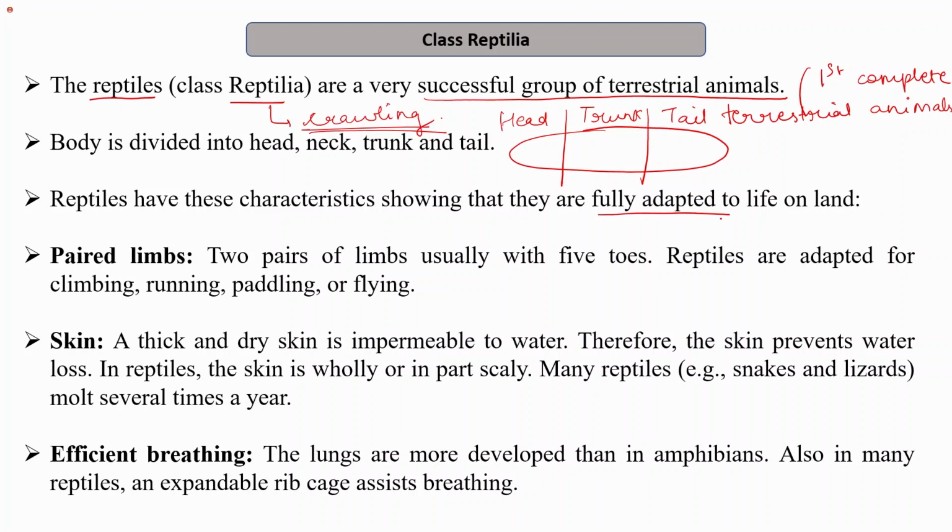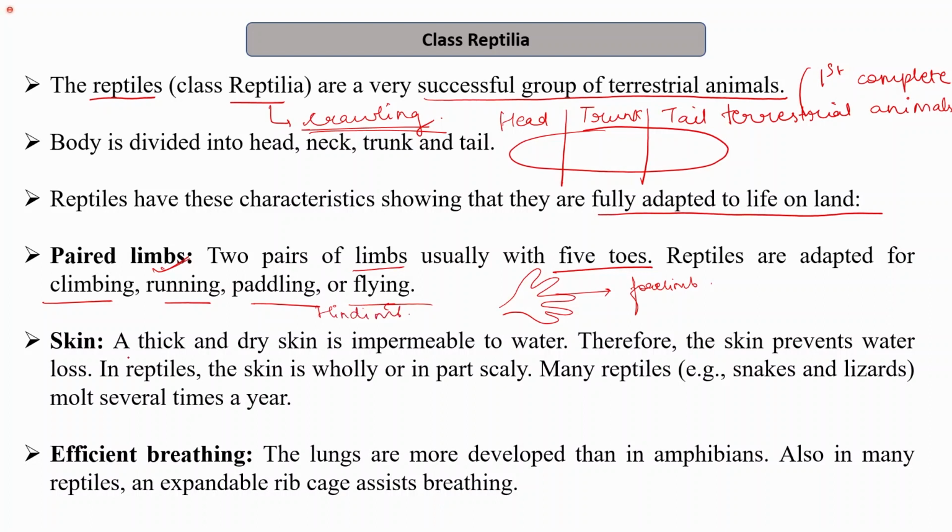Reptiles have characteristics showing that they are fully adapted to life on land. What are these characteristics? Firstly, they have paired limbs, unlike the class Pisces. Usually they have two pairs of limbs with five toes. Reptiles are adapted for climbing, running, paddling, and flying. The limb near the anterior of the body is known as the forelimb, and the one at the posterior is known as the hind limb.